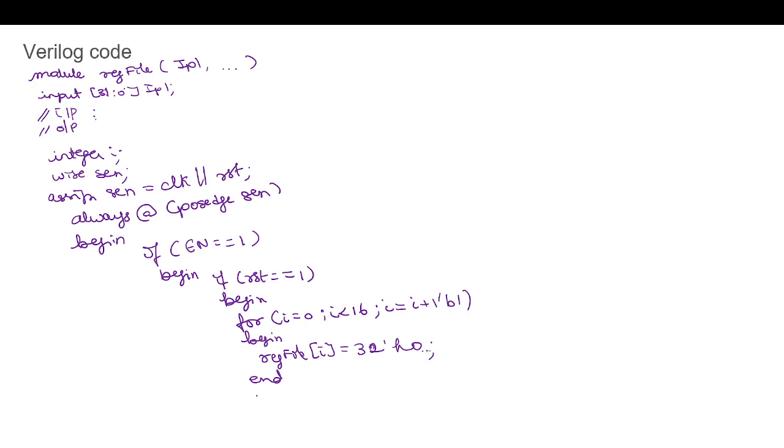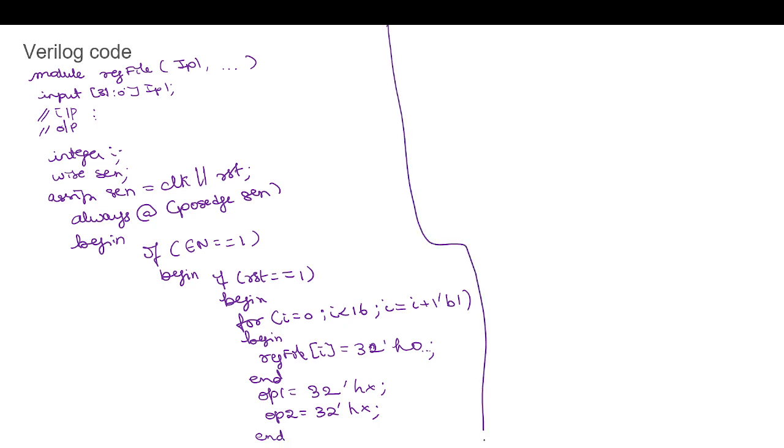And then otherwise this. And then for this one we don't know the OP1 and OP2 values. Only after the read operation should it be a specific value. So it is don't care. And then end.